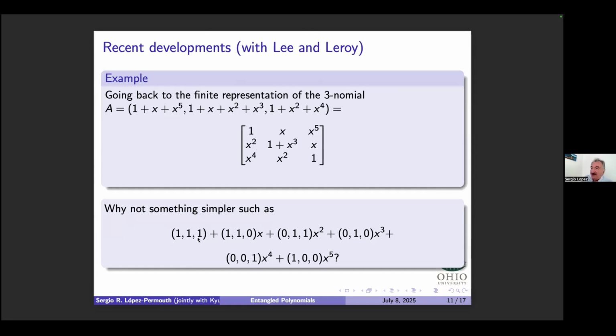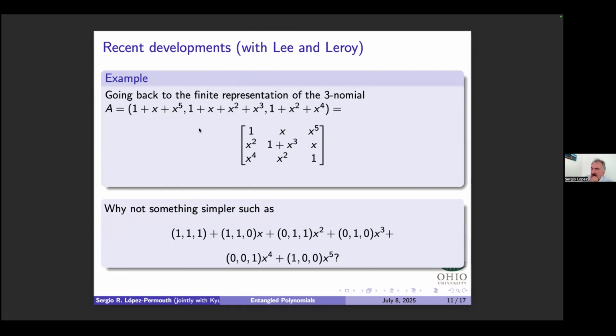But now let me finish my talk with what I really announced I was going to talk about, and this is my collaboration with Q-Sang Lee and Andre Leroy. And as a motivation, let's go back to the finite representation we were looking at. This is from a previous slide.